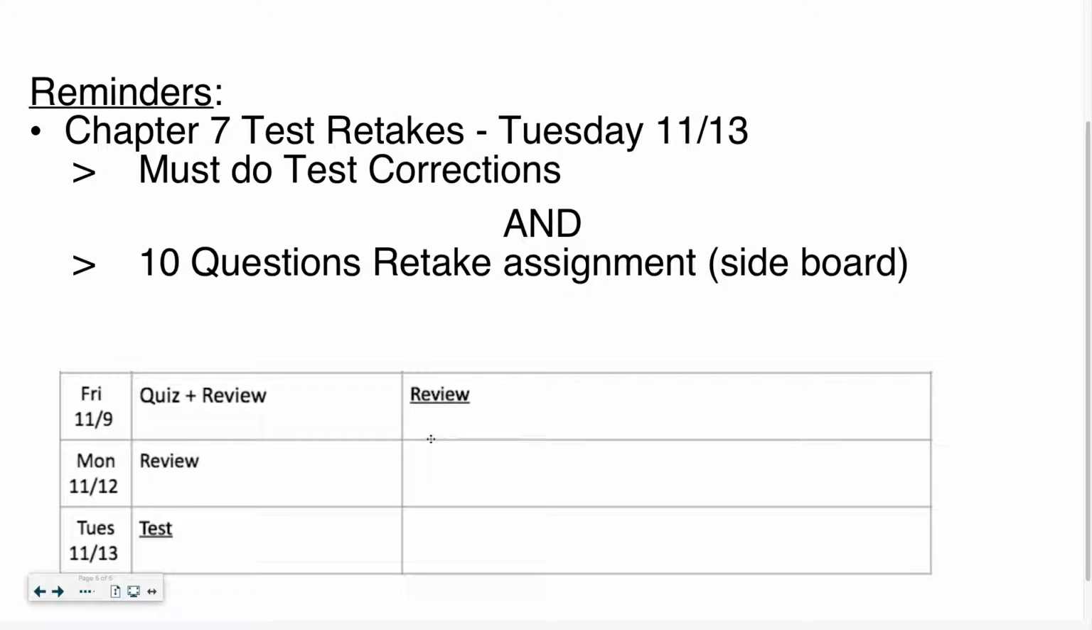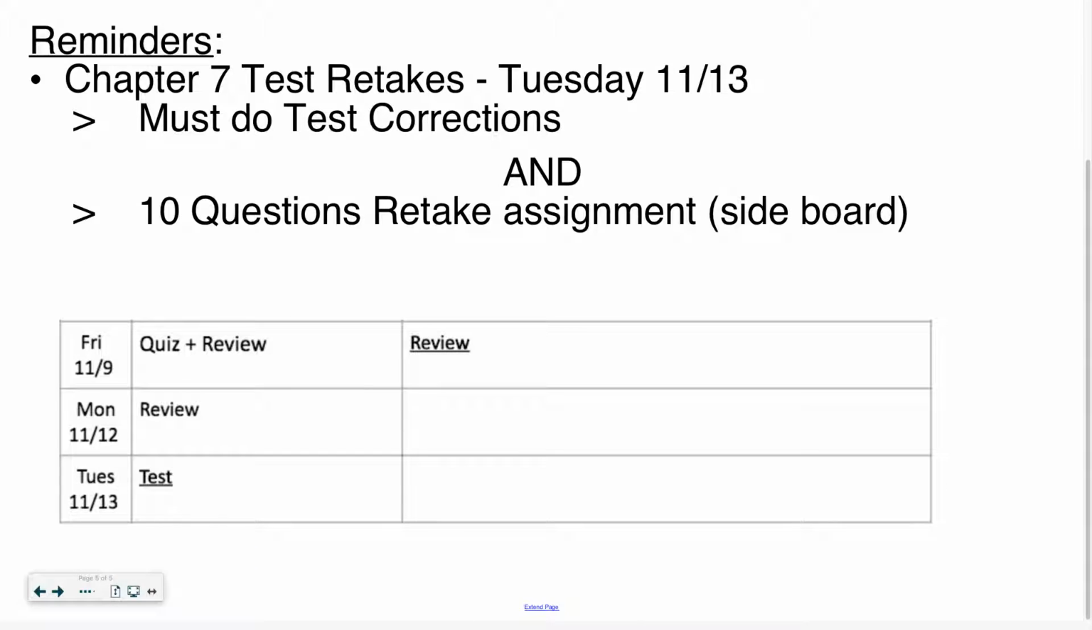And then you also have to do that 10-question retake assignment that's over there by David on the side board. That needs to be written down and completed. And you got to turn both of those into me before you take the test. Usually I say keep them until your retake time and then bring them with you. If you don't bring them and you tell me you left them at home on your desk, you don't get to retake it. So you have to be responsible and make sure you bring those things with you to the retake. Okay, so make sure that actually happens.